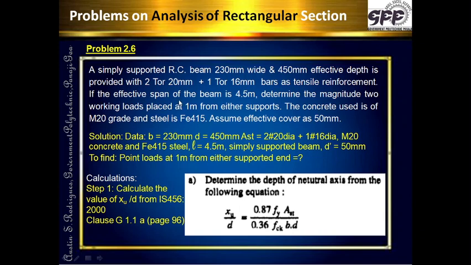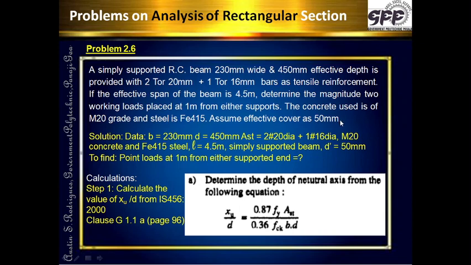If the effective span of the beam is 4.5 meters, it is a simply supported beam with effective span as 4.5 meters. Determine the magnitude of two working loads placed at 1 meter from either supports. So from both the supports, at a distance of 1 meter, point loads have been provided. Concrete used is M20 grade and steel is Fe415. Assume effective cover as 50 mm.